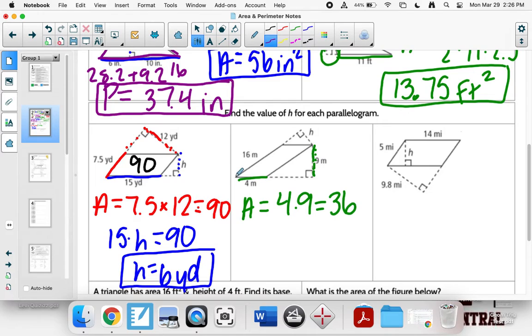So our 16 and our h we haven't used yet, so they have to go together. So 16 times h, and that has to equal how much? 36. You're close, yep, 36, the number we just found. It has to equal that area. So then how do I solve for h? 36 divided by 16, and we get 2.25. And then our label is just meters.